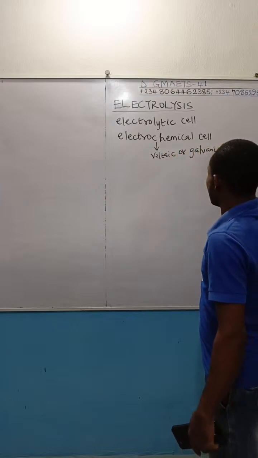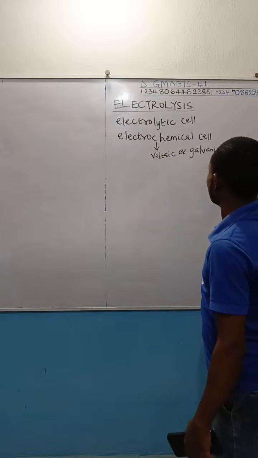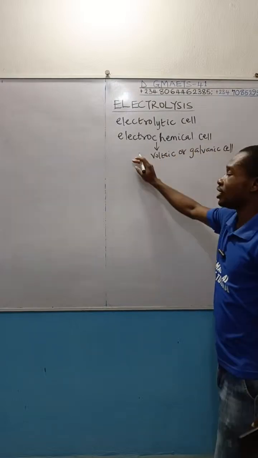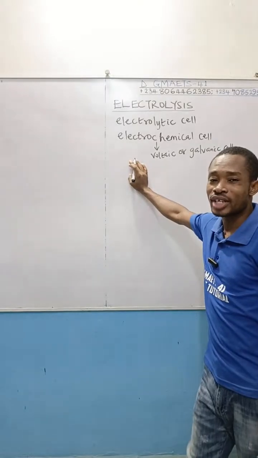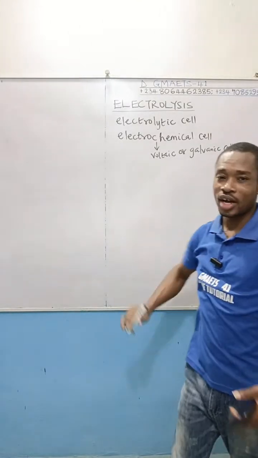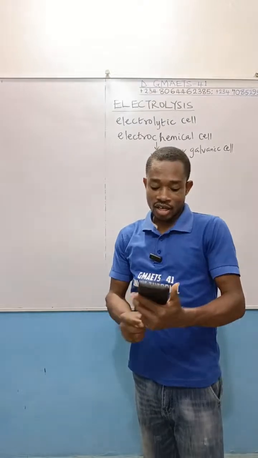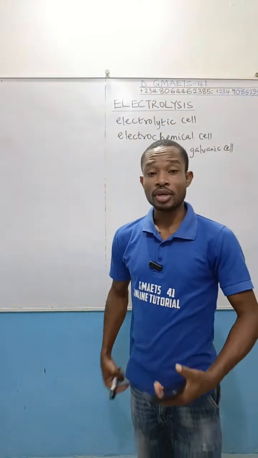All right. Now, why I decided to make reference to these is because of the concept of anode and cathode quickly, which are the two electrodes you see either in an electrolytic cell or an electrochemical cell, right?